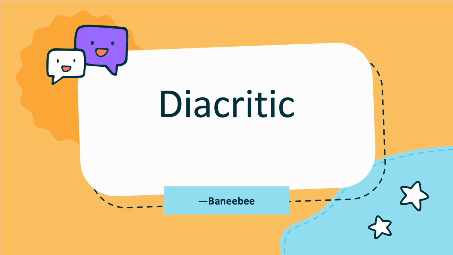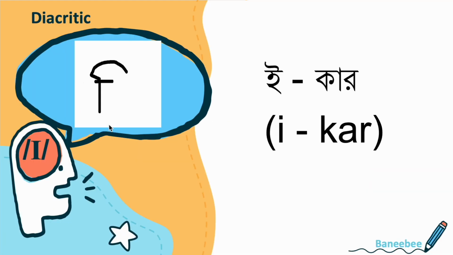Now we will learn the diacritic. So the letter E has a diacritic for it. This is how the diacritic for the E sound looks like. In Bangla, this is known as ikar.